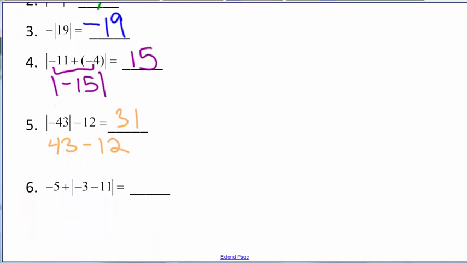And last, negative 5 plus the absolute value of negative 3 minus 11. Simplify what is inside here first. Negative 3 minus 11, negative 14. Negative 5 plus a negative 14 gives me negative 19. And that is how we work with integers and absolute value.